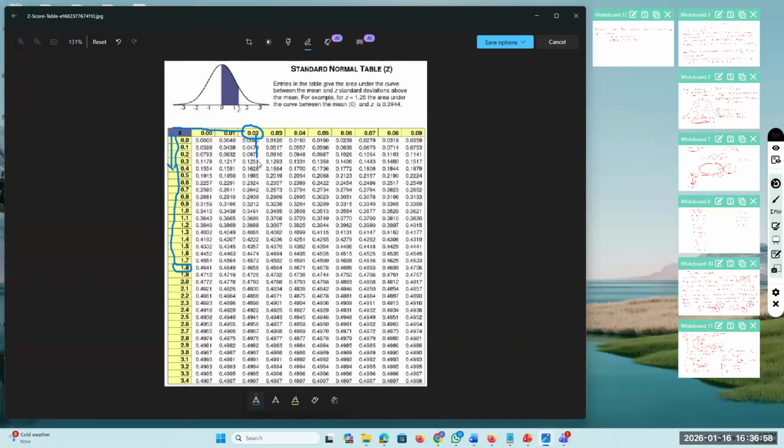Then he traced it down to find the intersection where these two meet, where the 2 and the 1.8 meet here. So the answer now is 0.4656. Please, do you now get how you got the answer? Yes, please. Thank you very much.